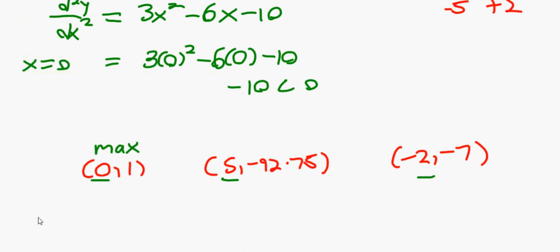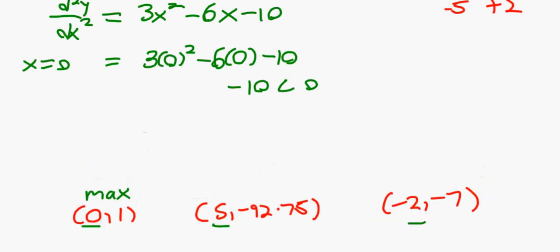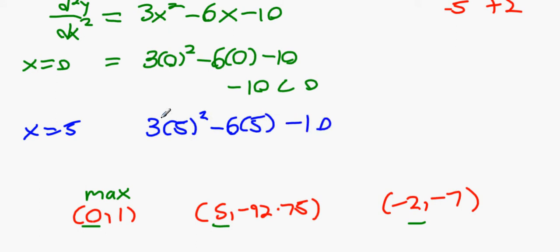Now that I've done that, what I'm going to do next is test out when x equals 5. So when x equals 5, it's going to be 3 times 5 squared minus 6 times 5 minus 10. And what's that going to be? It's going to be 75 minus 30 minus 10, and that's going to be 35. 35 is bigger than 0. This means that this one here is a minimum.